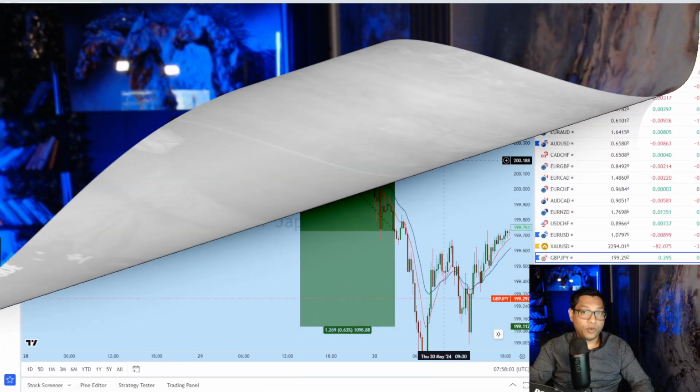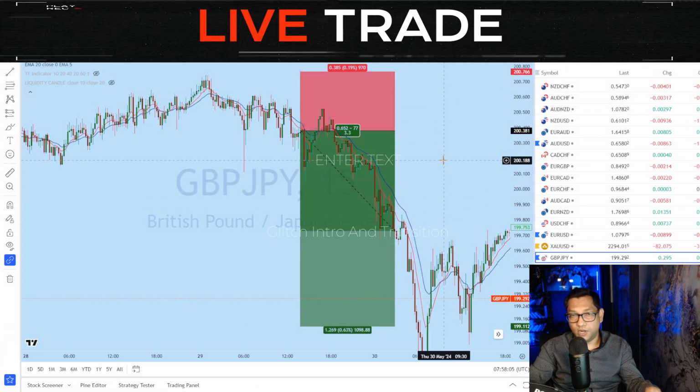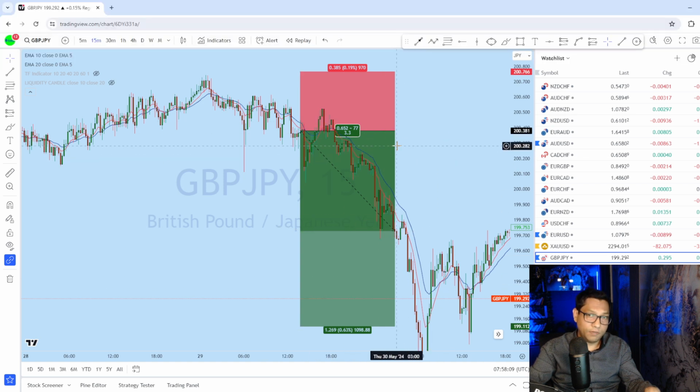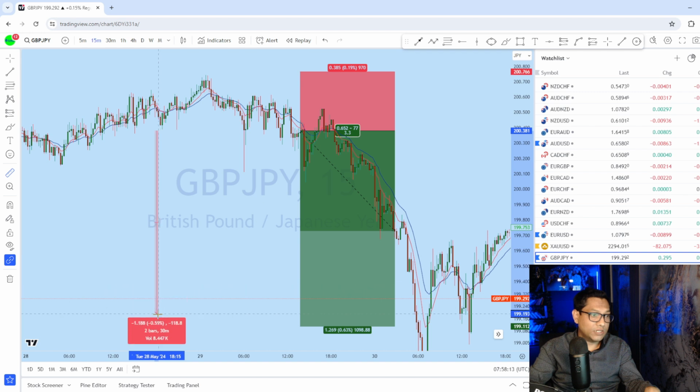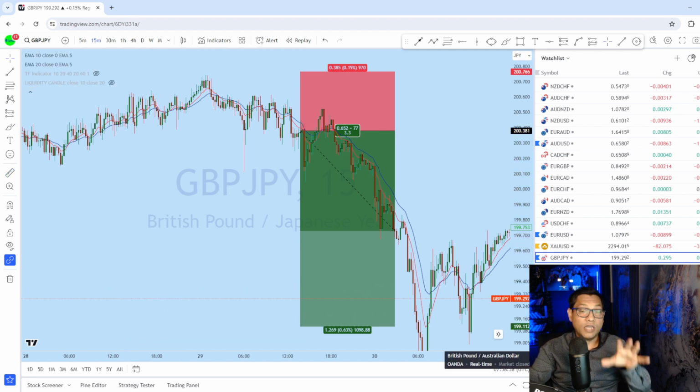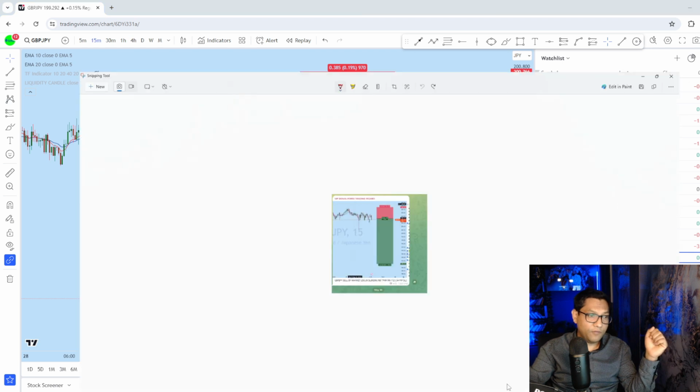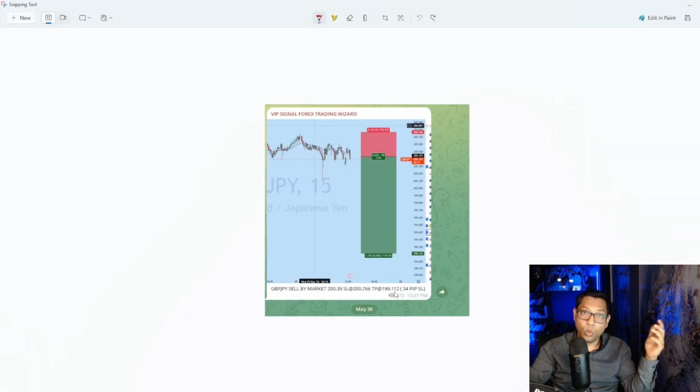This is a live trade using this smart money trading strategy. Now in this trade on GBP JPY, the single trade has given 126 pips using this same strategy. Also, the same trade has been shared in the VIP community where other traders are trading in the academy, with entry, stop loss, and take profit target.